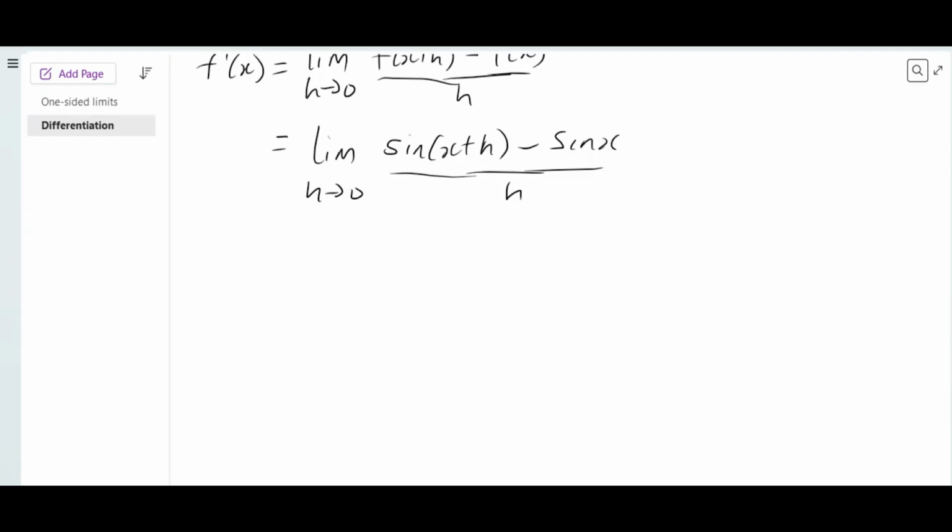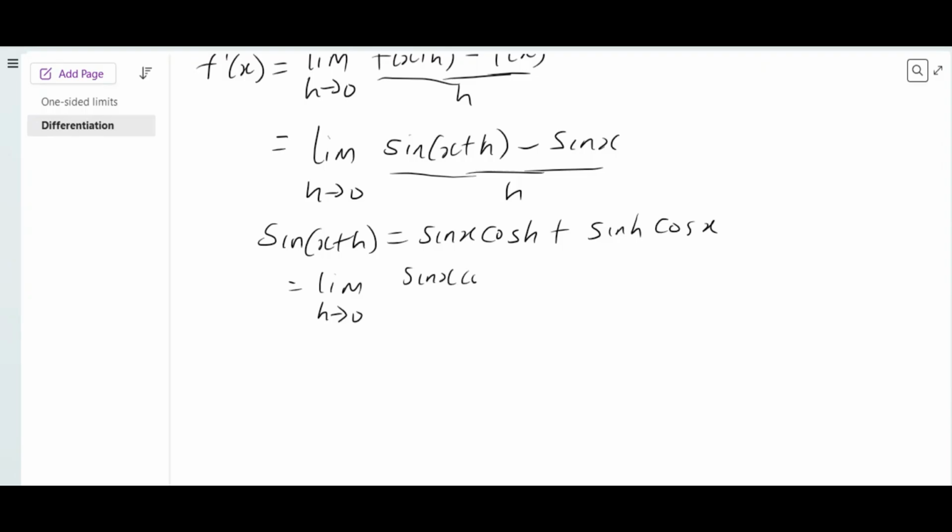Now, for sine of x plus h, there is a trig identity, which goes like this: we can write sine of x plus h as sine x cos h plus sine h cos x. So in place of sine of x plus h, I'm going to put this identity there. So the numerator is going to be the limit as h approaches 0 of sine x cos h plus sine h cos x minus sine x, all over h.